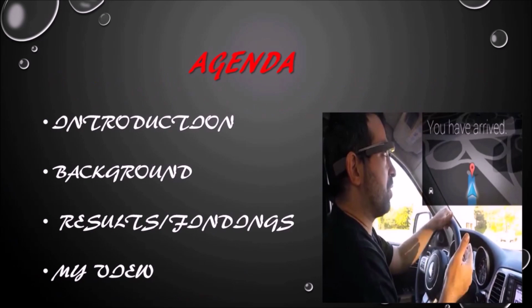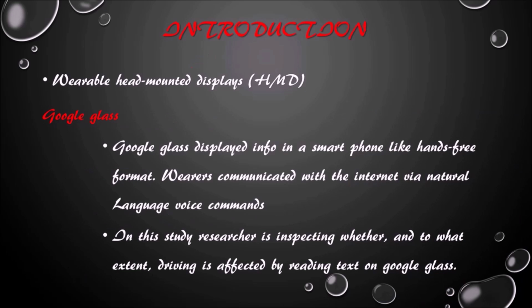Agenda for today's presentation: Introduction, Background, Results, Findings, My View. Introduction. A wearable head-mounted display is a display that is incorporated in a helmet or other wearable head component and used to project imagery onto the visual field of the user. Head-mounted displays have been used for decades in military and aviation domains to deliver flight or mission information.